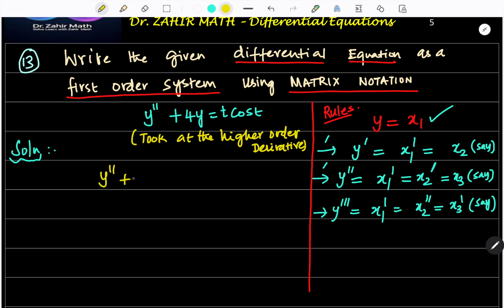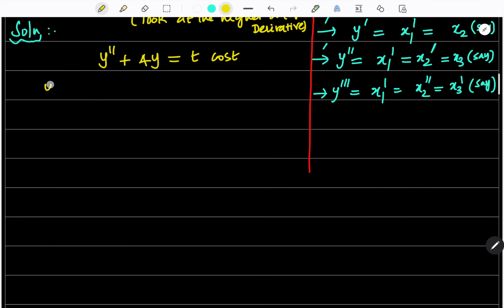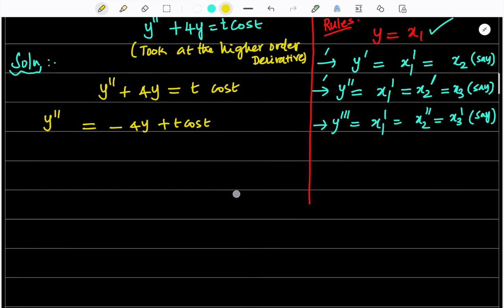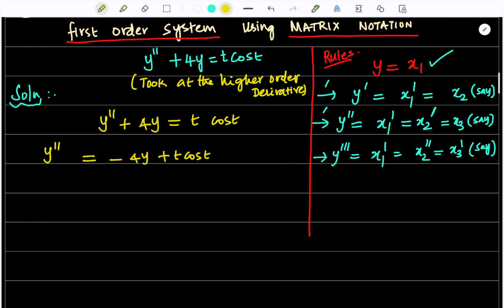So let me write the equation here. 4y double dash plus 4y is equal to t cos t. So try to write the equation always as y double dash is equal to minus 4y plus t cosine t. What is this, teacher? Yes. Keep y double dash on the left hand side. Bring everything to the right hand side. Then afterwards, what should I do, teacher? Mainly you have to convert, or reduce, to first order.